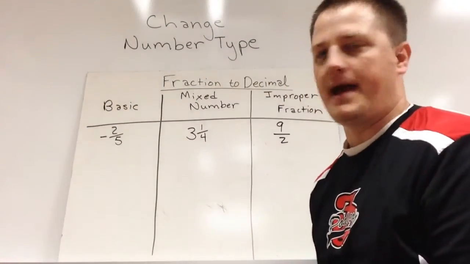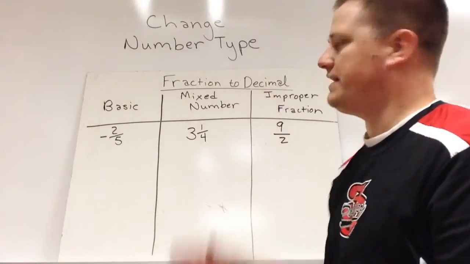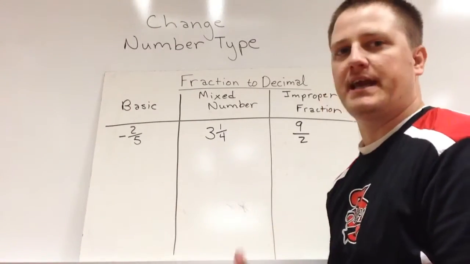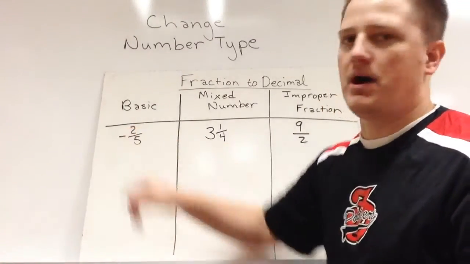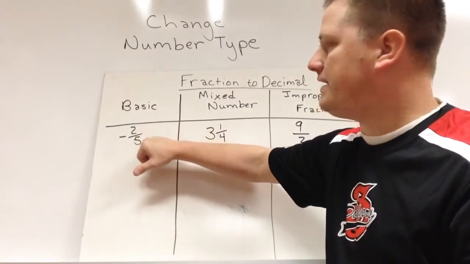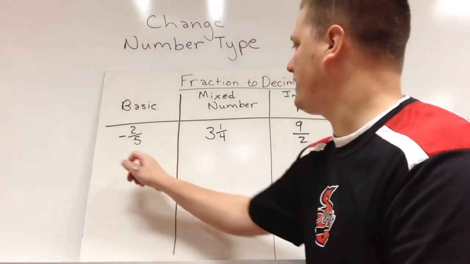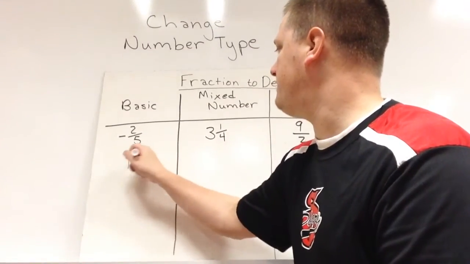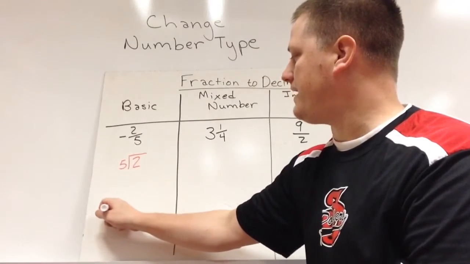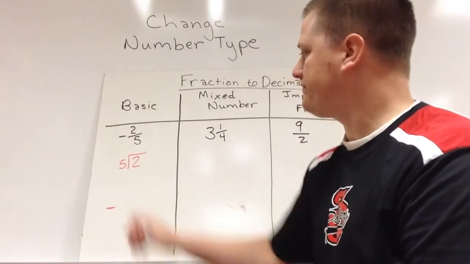The last one that we have is changing a fraction to a decimal, and this one's the one that takes the most work. This one actually takes division because this fraction bar is actually a division bar. What we do is we take the top number divided by the bottom number. So we're going to go 2 divided by 5. Now in this case it was negative, so our answer is automatically going to be negative.